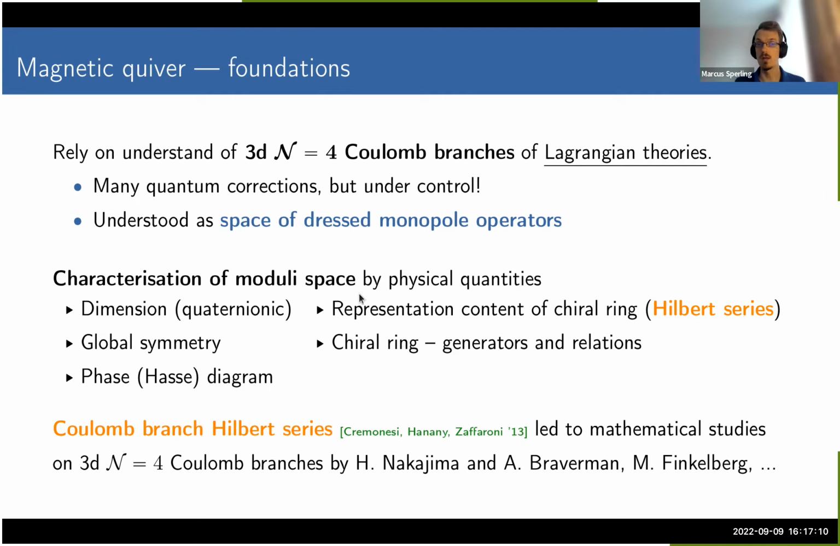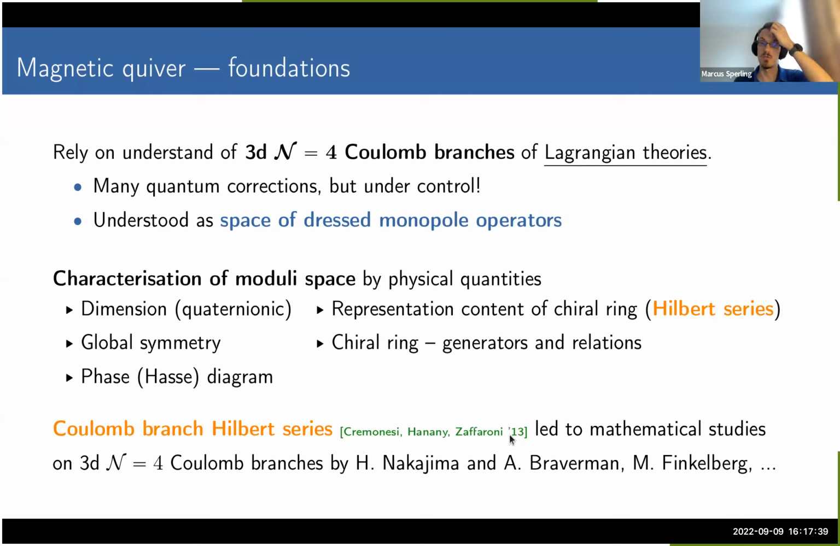But then you can go ahead and start computing a generating function for the chiral ring, which is called the Hilbert series. You can even attempt to compute the chiral ring itself, so all the generators and relations. This is usually the hardest part. Or something which we call the phase diagram or the Hasse diagram, which is sort of in between. And most of the techniques that we now use are basically relying on this 3D N=4 Coulomb branch Hilbert series, which was introduced in 2013.